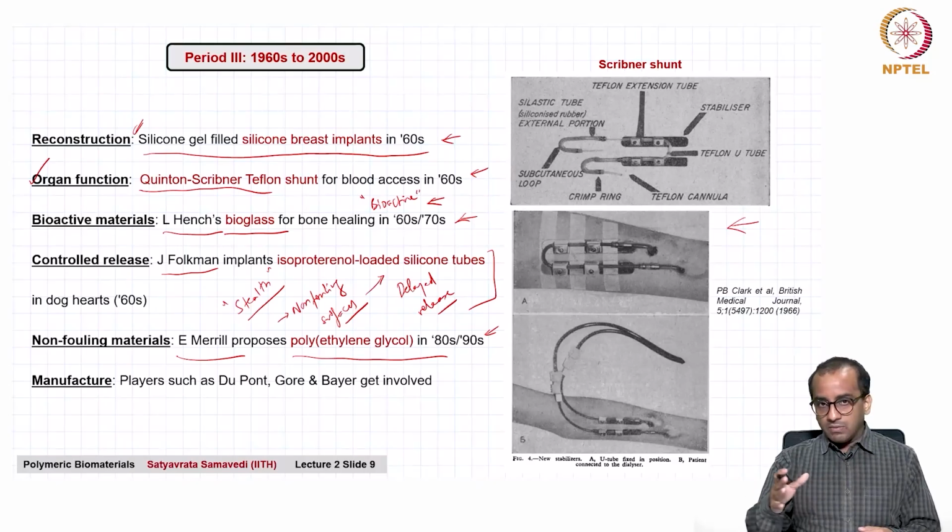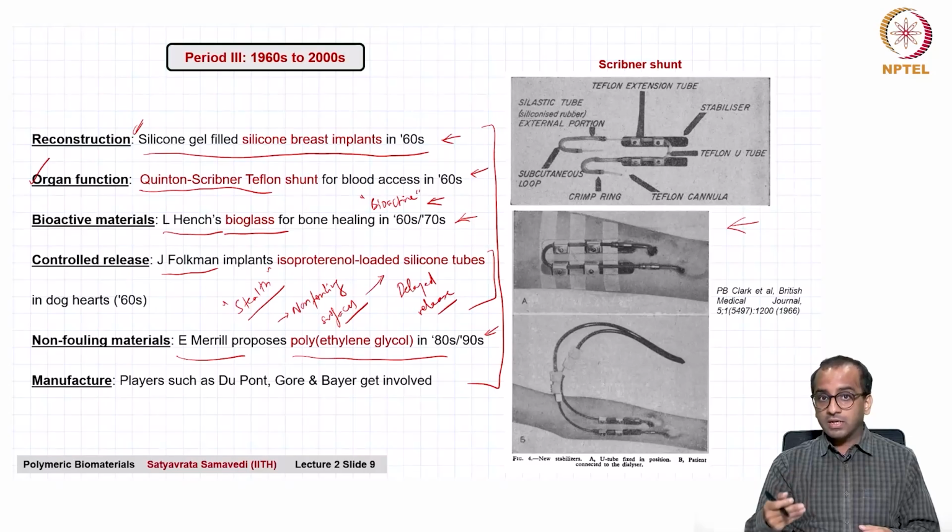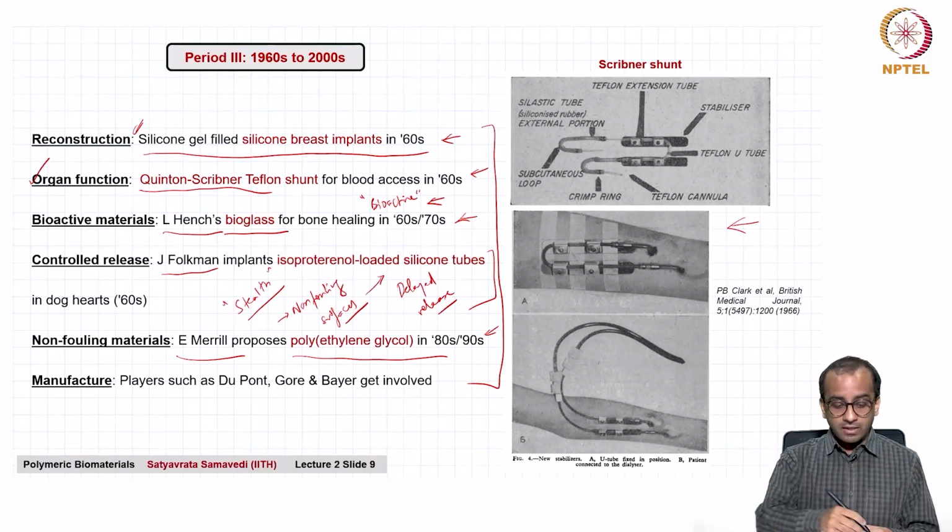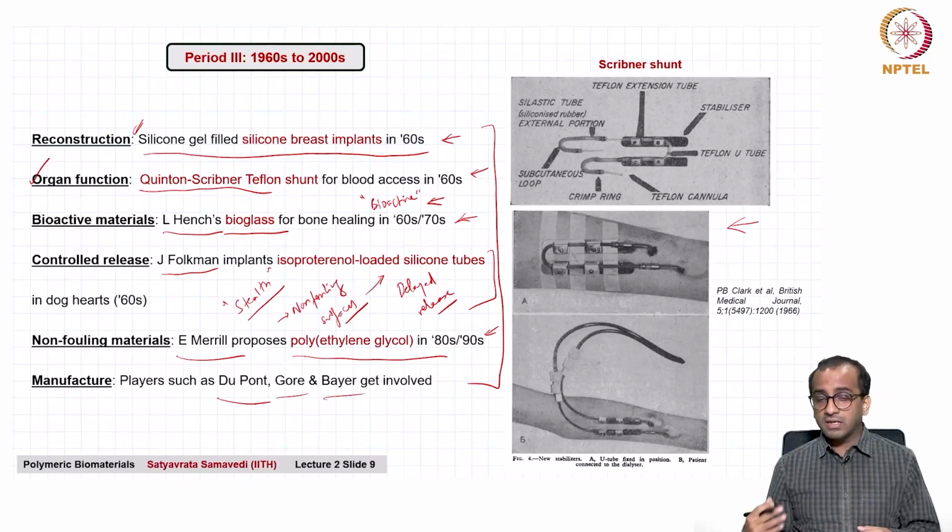So, you see in one slide, we have looked at all the historically important developments that happened right after the wars, to the point where many major players like DuPont, Gore, Bayer get involved not only in research for these materials and their use in biomedical applications, but more importantly in large scale production and manufacture for clinical deployment. So, that is where we are even today.